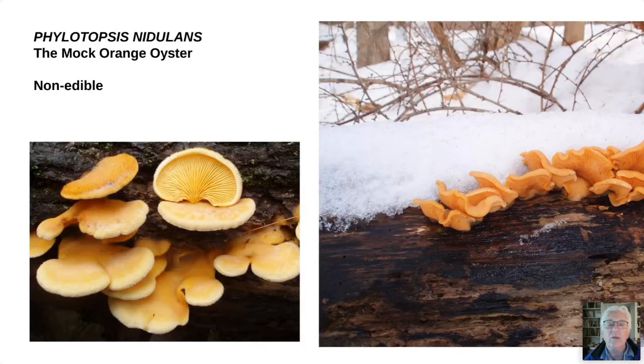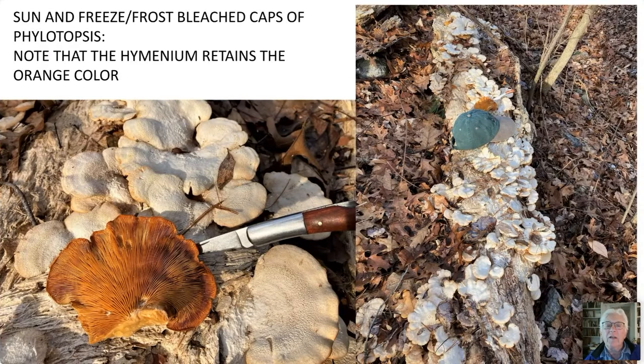And then the really beautiful Phyllotopsis nidulans. This is really a gorgeous mushroom when you find them fruiting like this. They have this really delicate peachy orange color, and they're just lovely. They're not edible. They're bitter. You wouldn't want to eat them. But they are pretty. Now, once they're out for a while, they're going to get bleached.